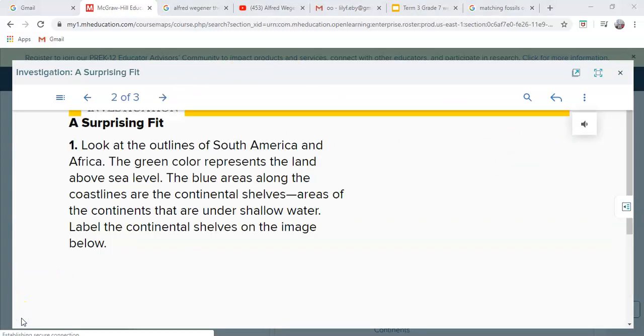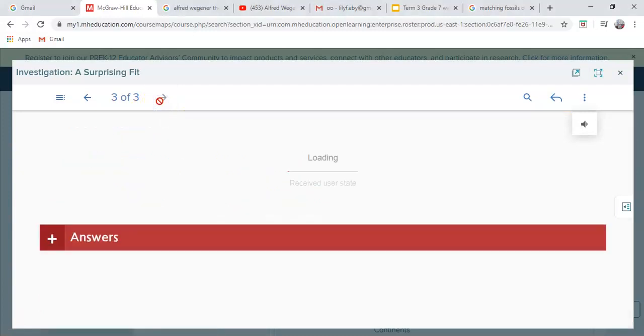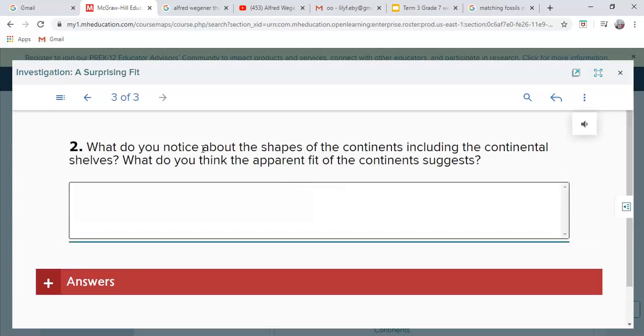The images are not showing. It's taking a long time, so we just proceed. Let's go quickly to the questions we have in page 10. It's taking time to load, so I'm going to read it. It says you should look at them and label the continental shapes on the image below.